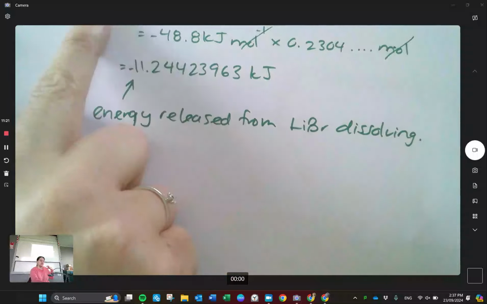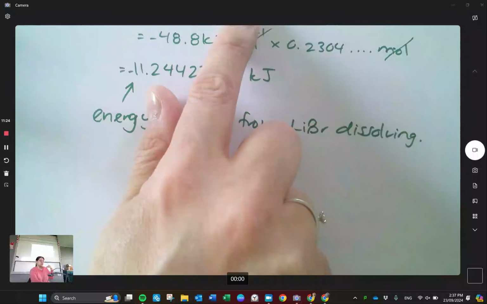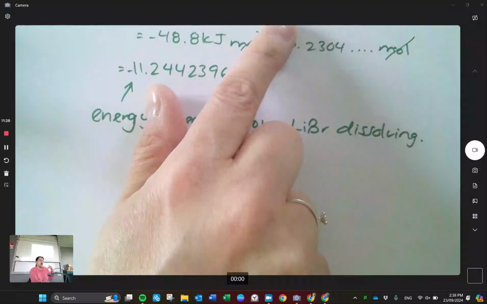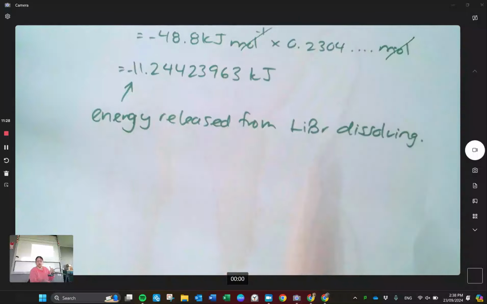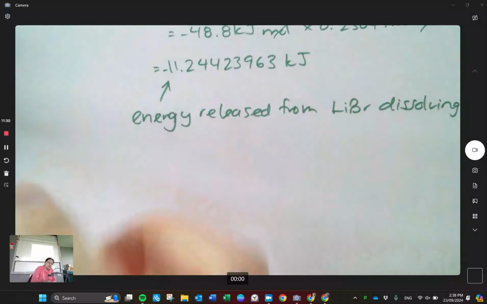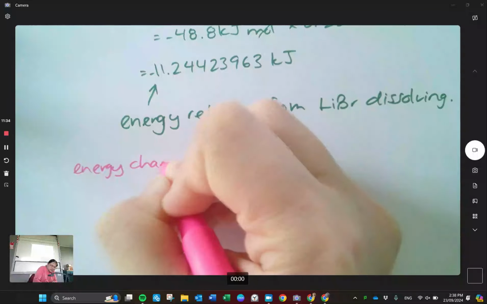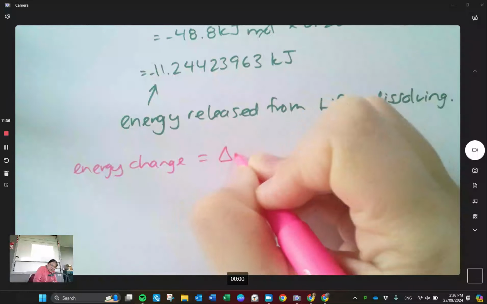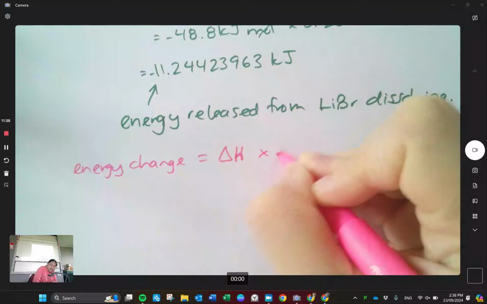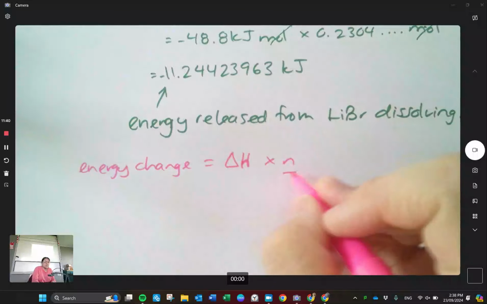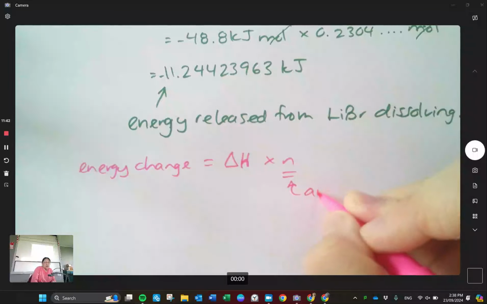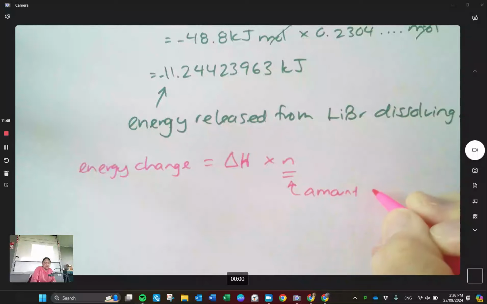if I have this much energy and I know what the delta H is for my potassium bromide, how much do I need in order for that reaction to occur? So we're still using this equation again. We have energy change is equal to the delta H times n. And n is now my unknown because that is asking for the amount of my potassium bromide that I need.